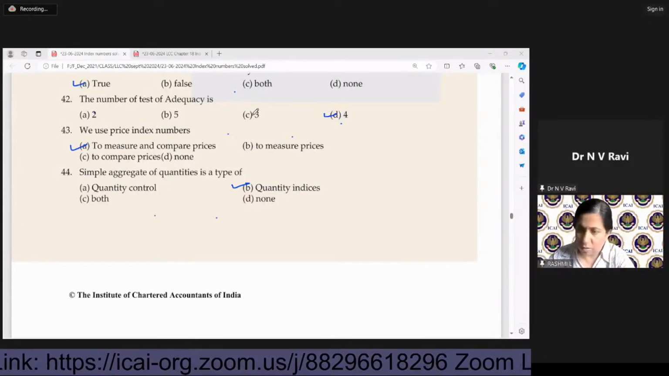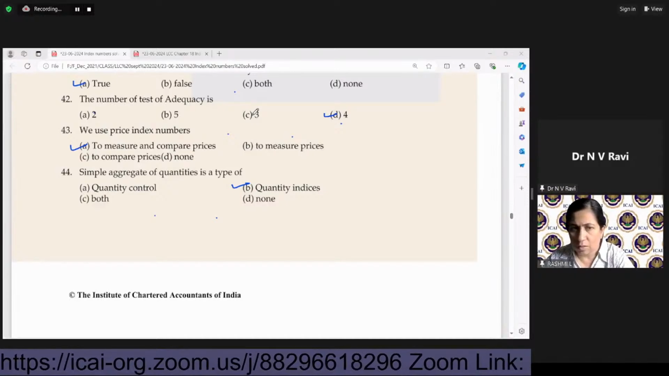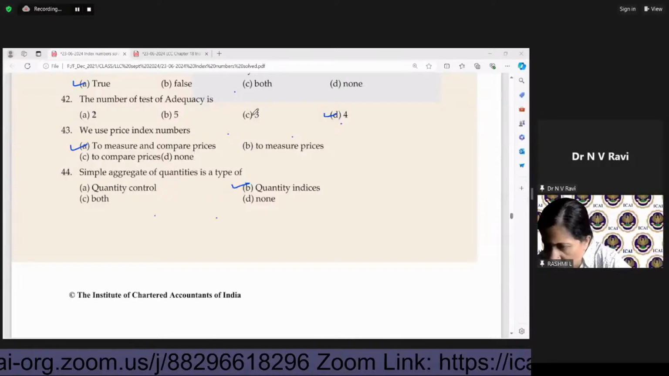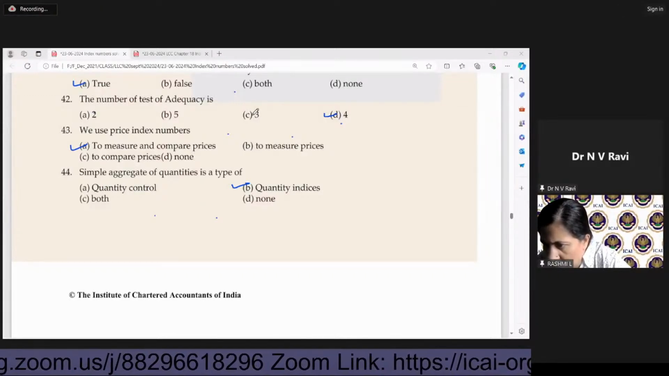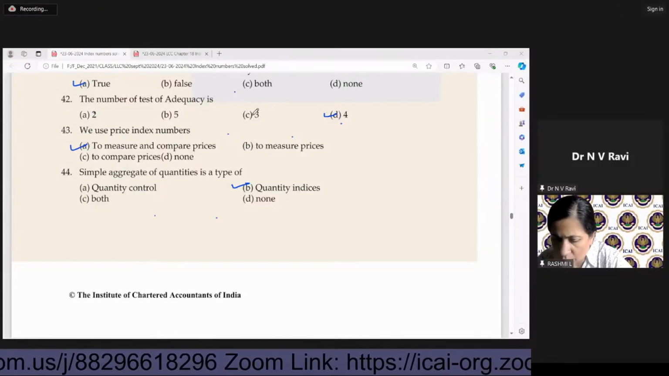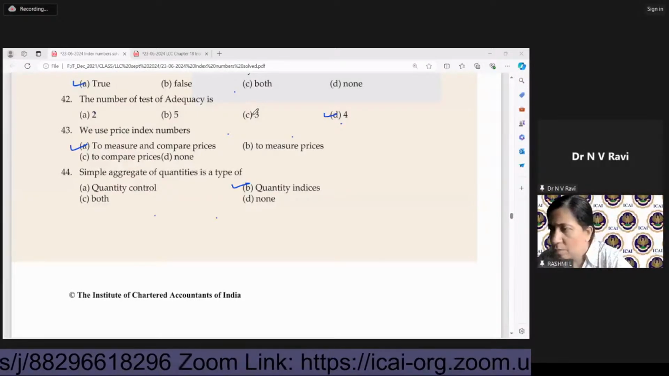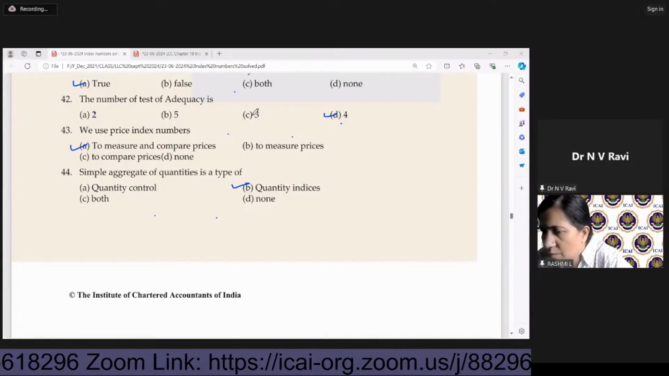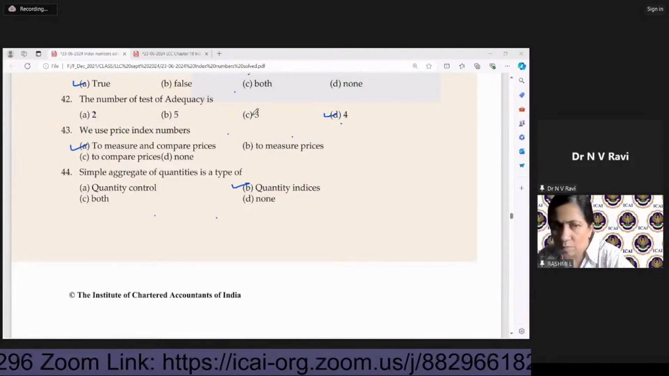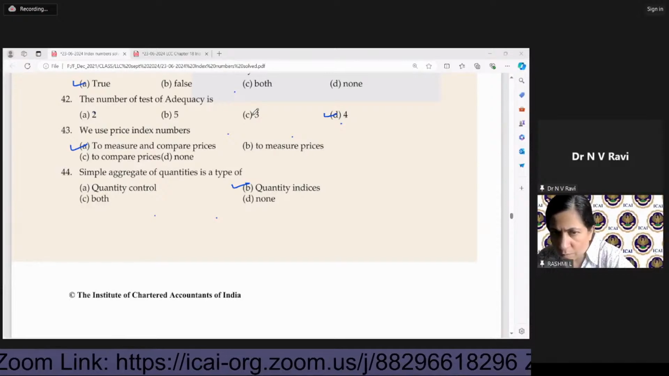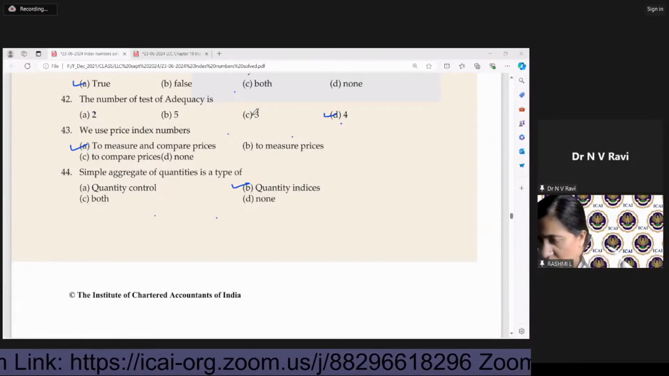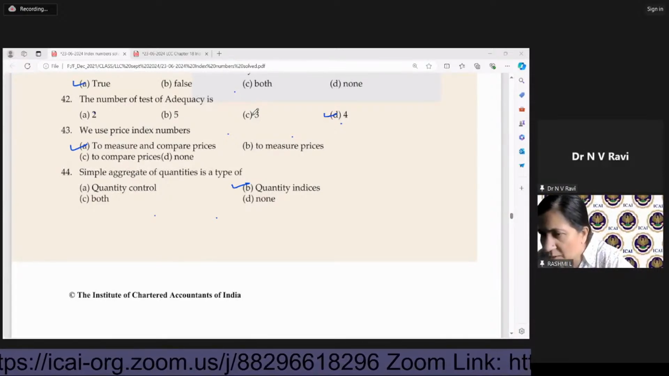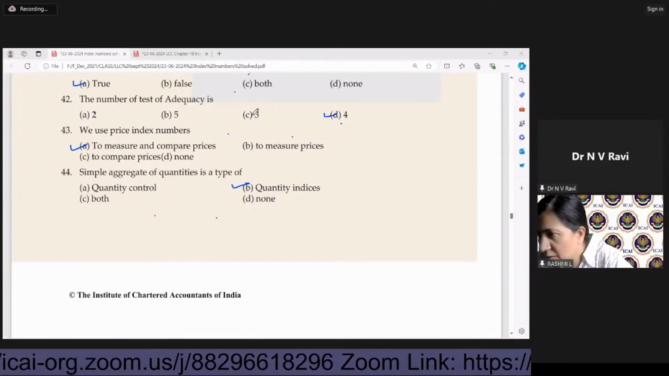Can anybody tell us, from the examination point of view, the questions are coming like that. When the index number is given in the question, Bowley's index number and Marshall-Edgeworth index number, can you find out? We are not able to hear. Not able to hear. A little louder. Can you hear? Now we can, madam.